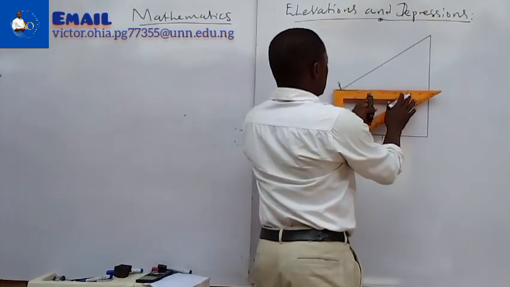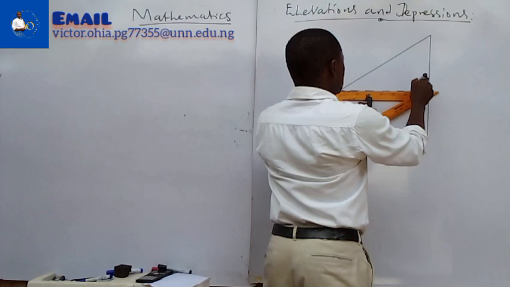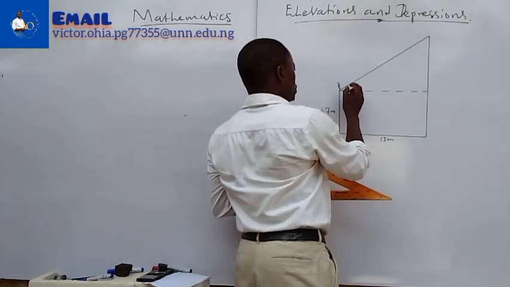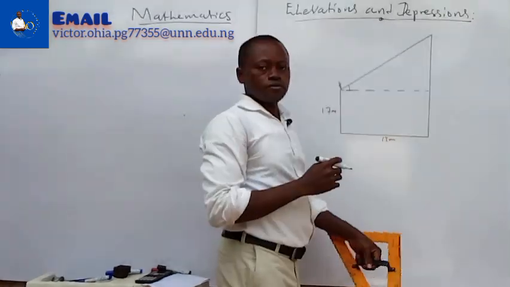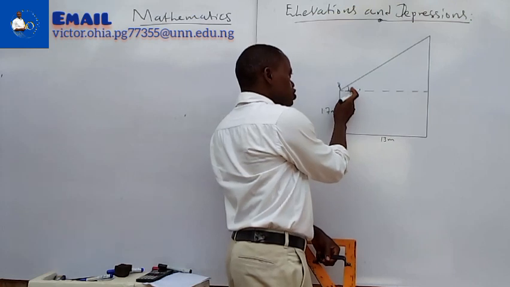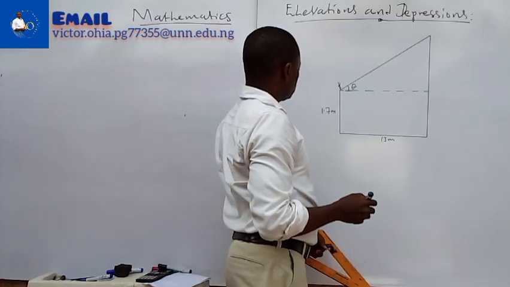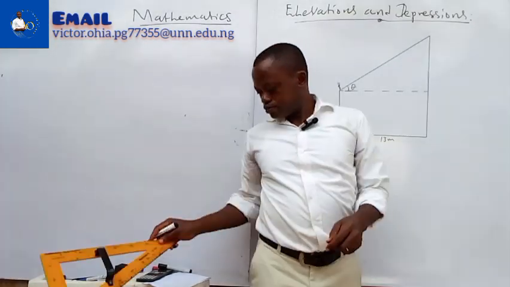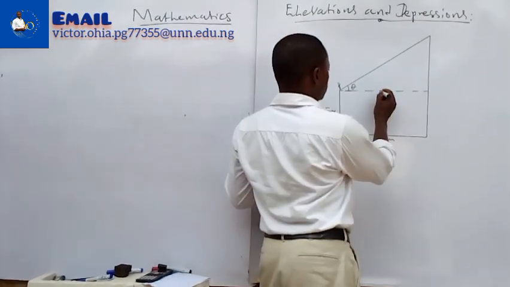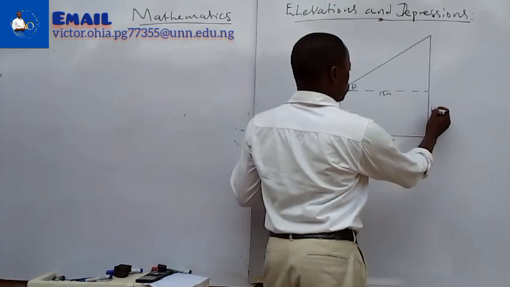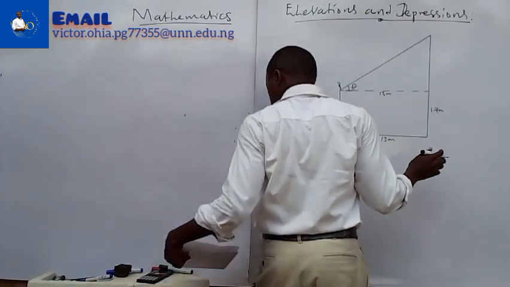Anytime we are trying to map out an elevation or a depression, we must first of all position the horizontal line. This horizontal line will help us to bring out that elevation, which I can call theta. By properties of a rectangle, you know that here will also be 13 meters and here will also be 1.7 meters.